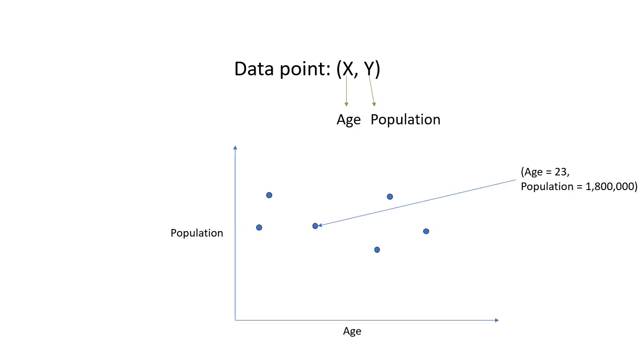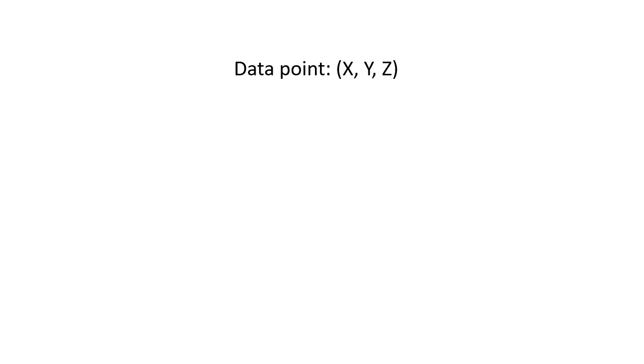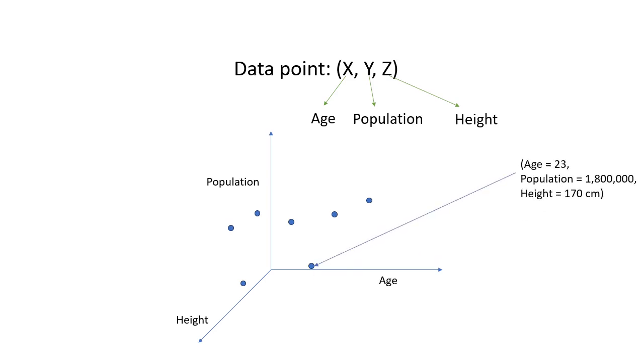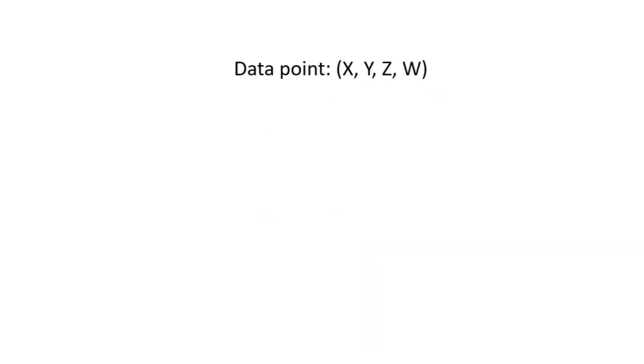to 1.8 million. Now let's have a data point with three attributes instead, x, y, and z, and they can represent age, population count, and height of the population respectively. Now we will need to plot a 3D graph to represent these data points. And now the data point here can represent, for example, the population with age 23, count 1.8 million, and height 170 centimeters.